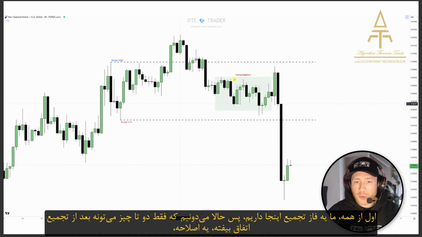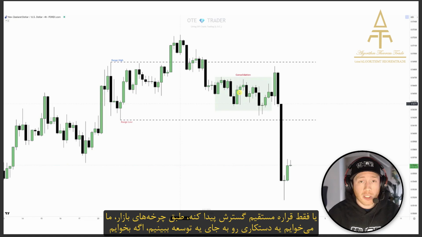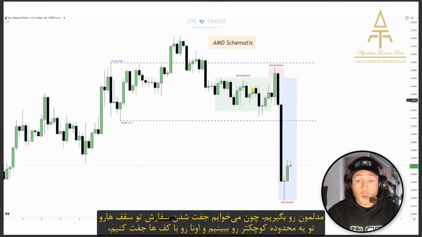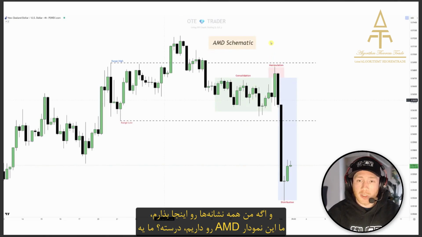First of all, we've got a consolidation phase over here. So now we know only two things can happen after consolidation. It's a retracement, or it's just going to straight up expand. As per market cycles, we want to see a manipulation rather than an expansion if we want to take our model, because we want to see order pairing on the highs in the smaller range and pair them up with the lows. And if I put all the markings on here, we have this AMD schematic, right?